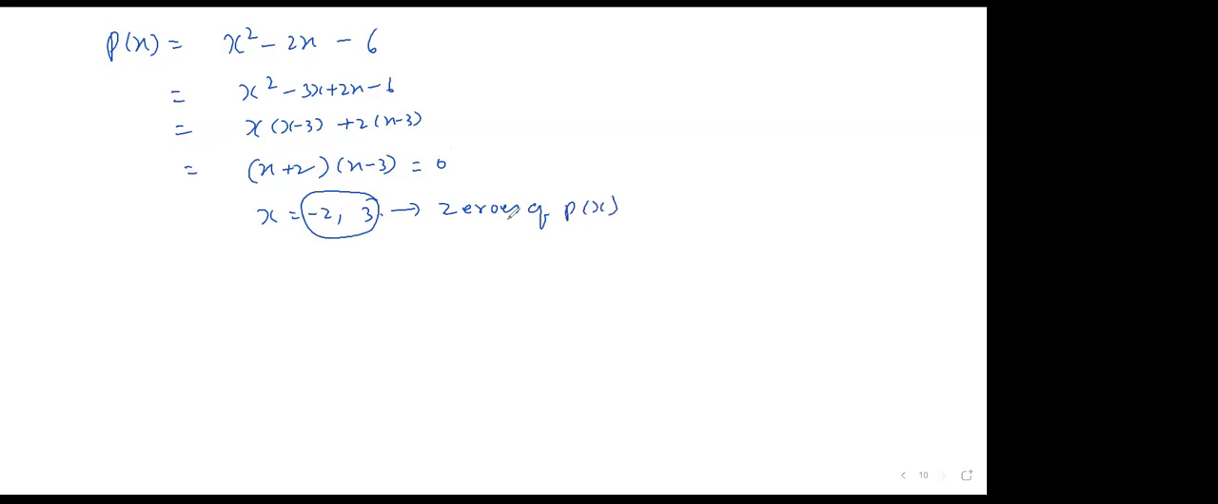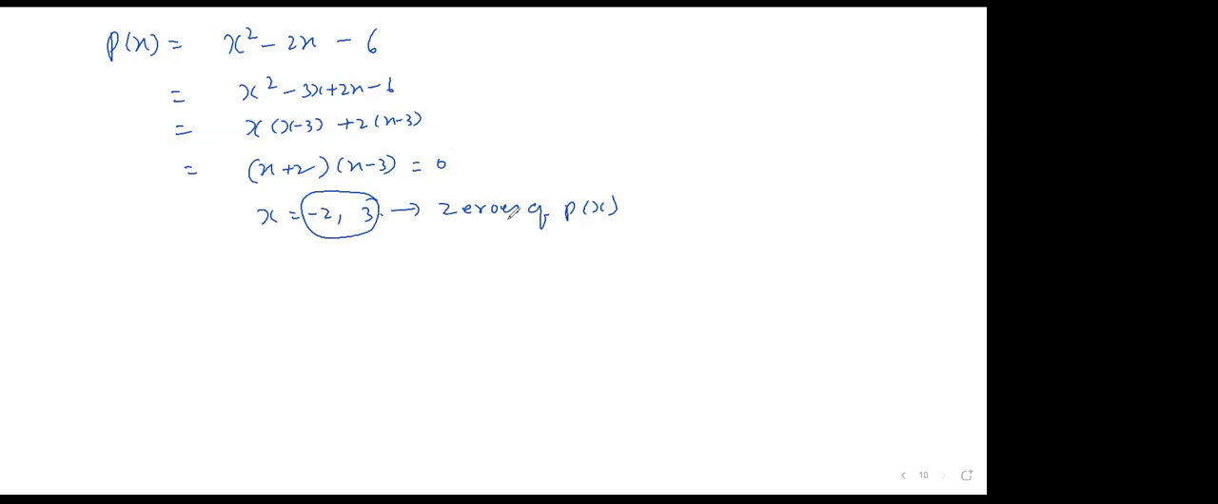Did you understand? Yeah. So the value of x actually makes the whole polynomial equal to 0. That is why it is called a zero of the polynomial. That's it. This is called a zero of the polynomial.